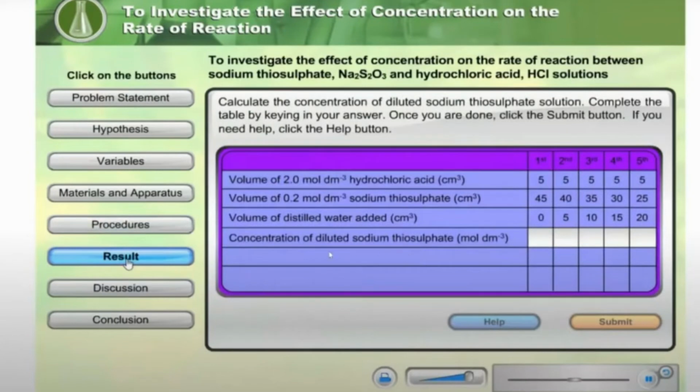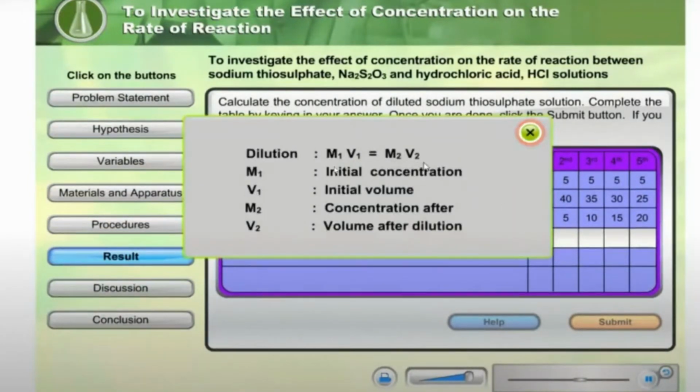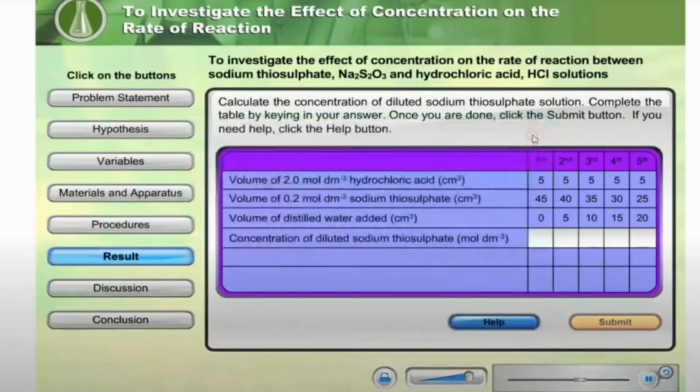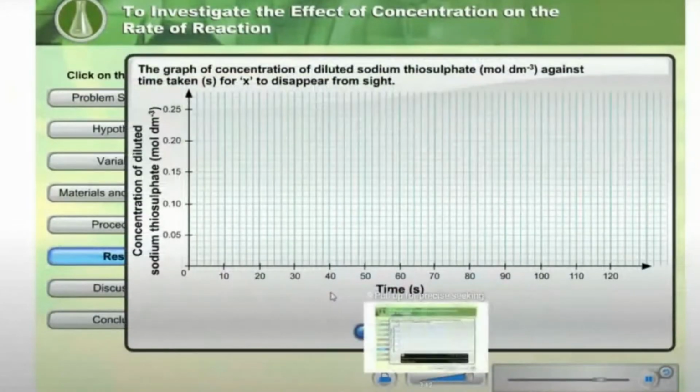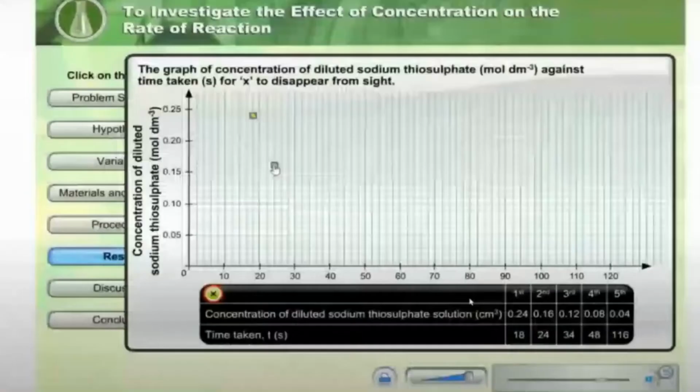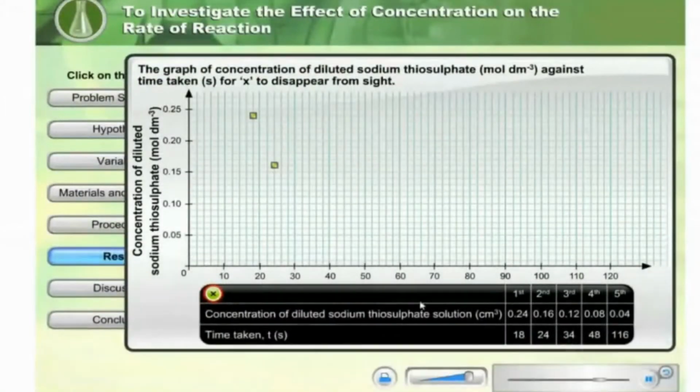So we can calculate the concentration of the diluted sodium thiosulfate solution later. We use M1 V1 equals M2 V2. These are the times to plot. Then we plot the graph. Now we try our own exercise here.